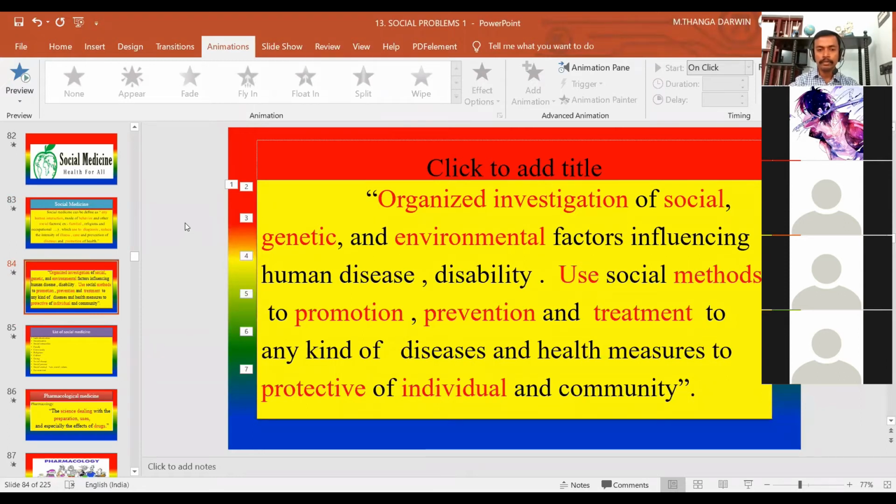Some more information regarding social medicine. Organized investigation of social, genetic, environmental factors influencing human diseases. Use methods of promotion, prevention, treatment of any kind of disease, and help measures to protect the individual and community.